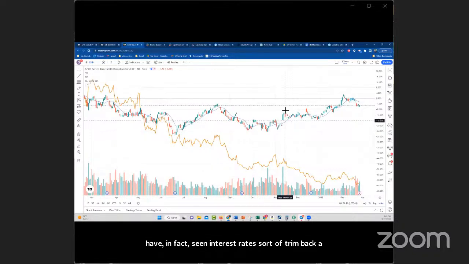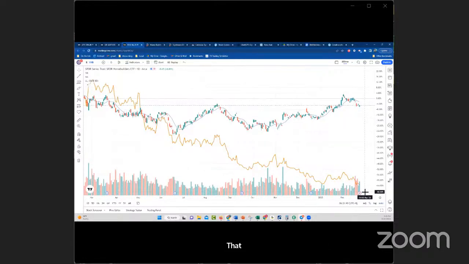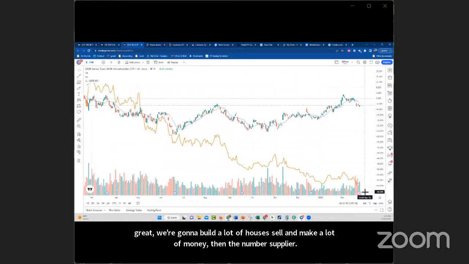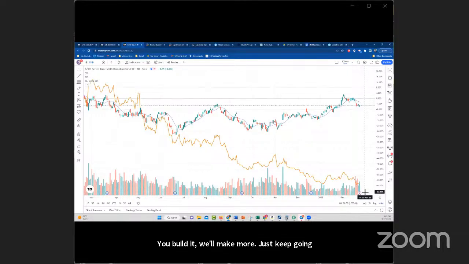But all the while that is going on, Lumber Liquidators' stock price keeps getting lower and lower. And I don't mean a little, I mean a lot lower and a lot lower. That is, what is going on? That's kind of surprising, because if the lumber industry or the home building industry is about to say, hey, everything's great, we're going to build a lot of houses, sell and make a lot of money, then the lumber supplier should be, yeah, we're all in. That's great. You build it, we'll make more. Just keep going. But they aren't.